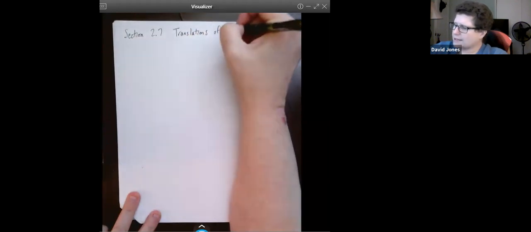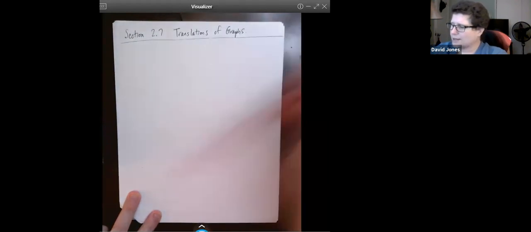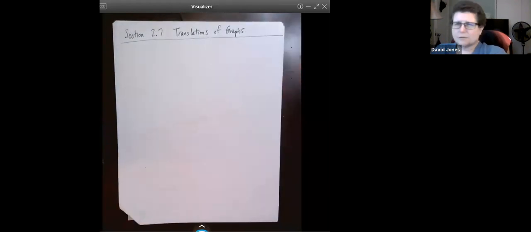Translations of graphs. And it's not like translating a language where you're converting one language to another. In graphs, what we're doing is we're converting the graph from one position to another. So we're changing its position, maybe its shape a little bit.